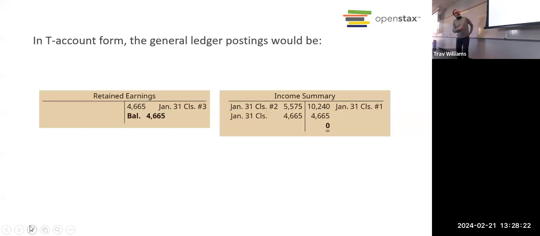So now we can go in, we see the credit here to retained earnings, which increases the equity of the company. And then over in the income summary account, remember we had that first credit that came from closing out the revenue. We had the debit that came from closing out the expenses. That left us with a credit balance. And now we just debited that same amount and we're down to 0. Okay, that is how step 3 works.